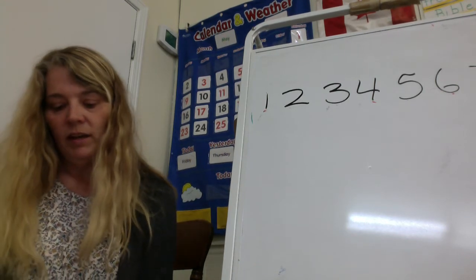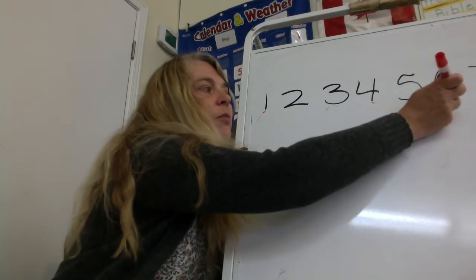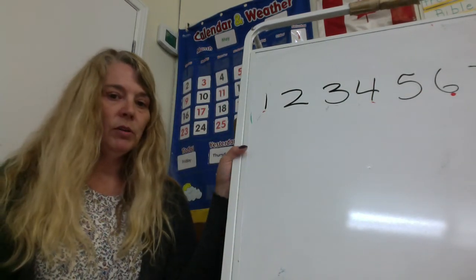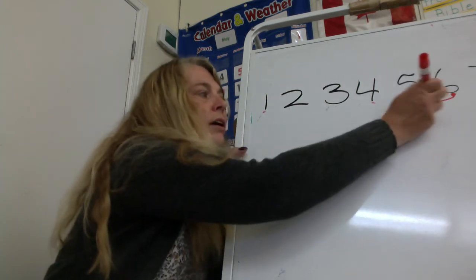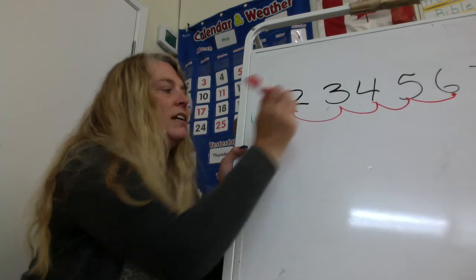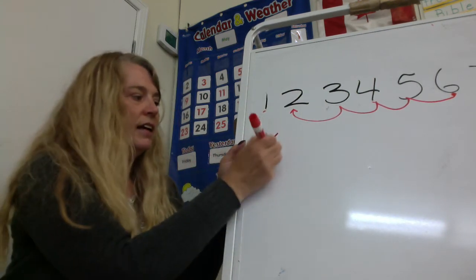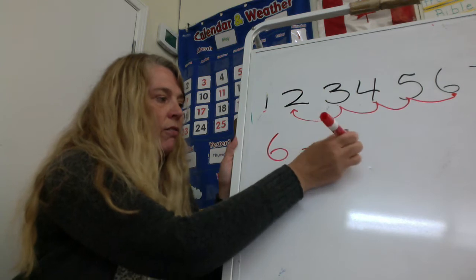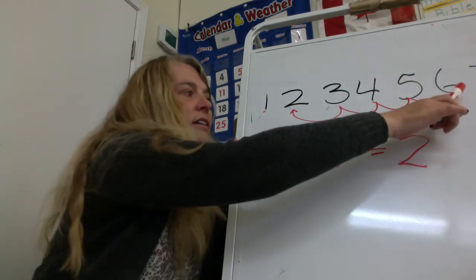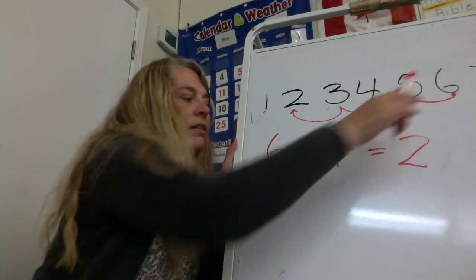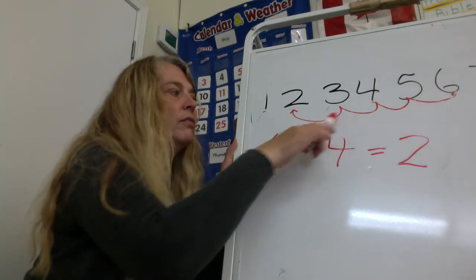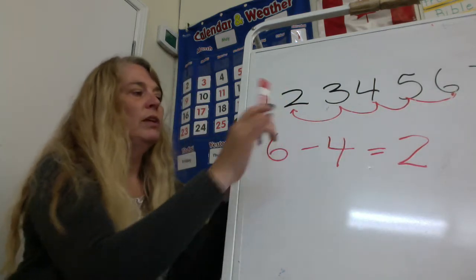Six take away 4. So the first number is the one we start on, and the next number is how many we hop backwards. 1, 2, 3, 4. The number that we land on is the answer. 6 take away 4 equals 2. 6 is the number we start with. 4 is the number we jump backwards. 1, 2, 3, 4. And 2 is the number we land on, or the answer.